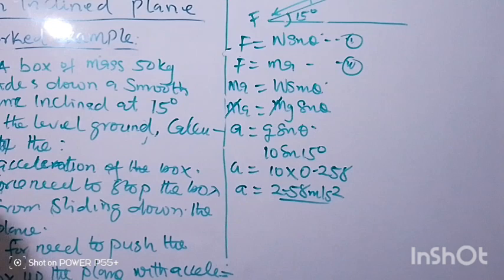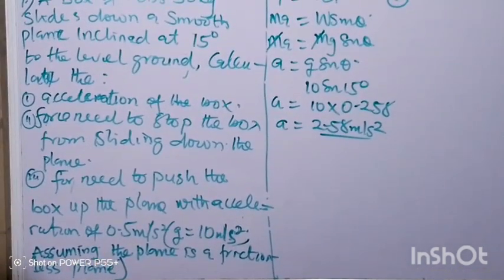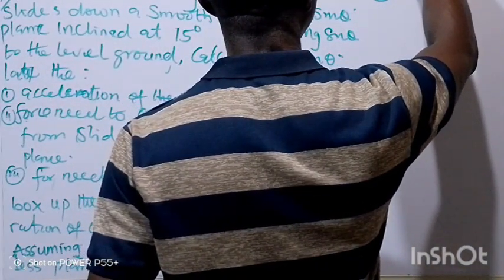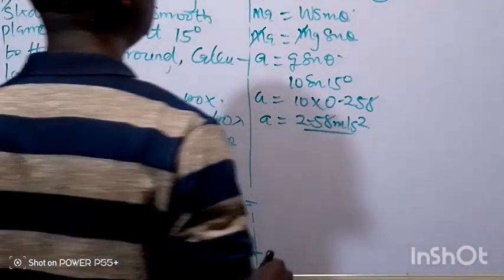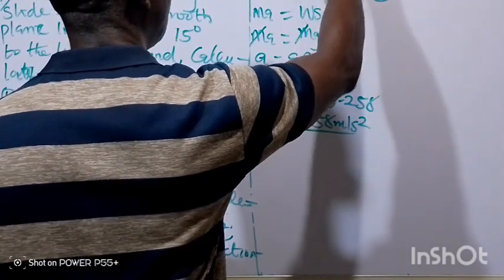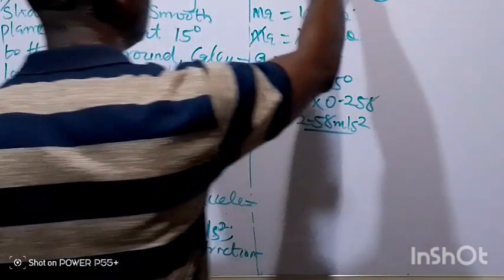Second question says force needed to stop the bus from sliding down the plane. Let's say this is the force that we need, call it P. And from there now, since the question says it's a frictionless plane, our Fr will be equal to 0. So question number 2 now.